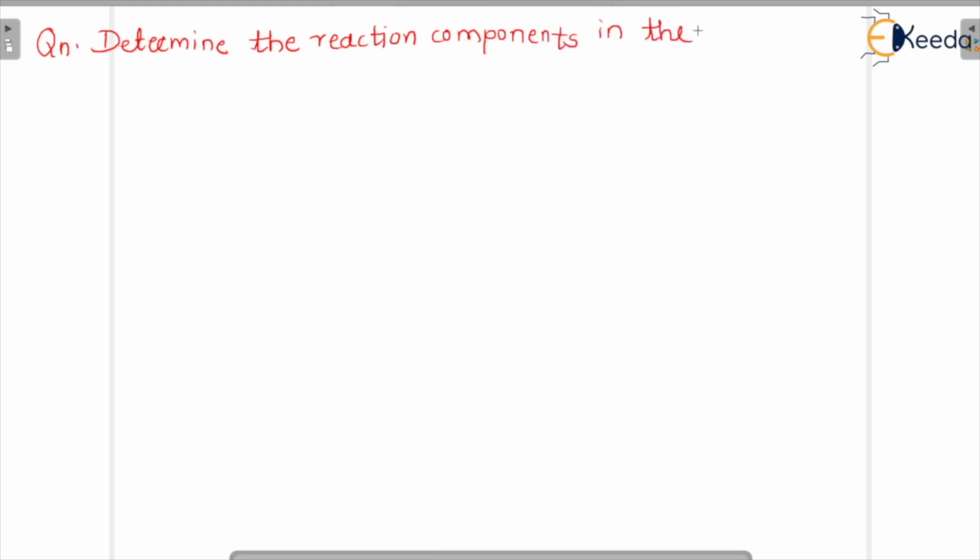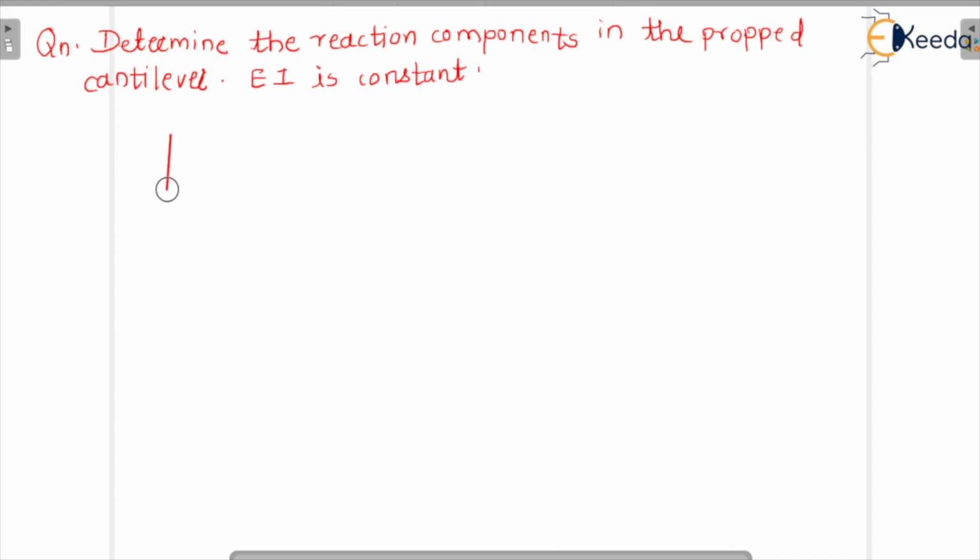Now here we have to determine the reaction components in the propped cantilever as shown in the figure. And EI is constant throughout.